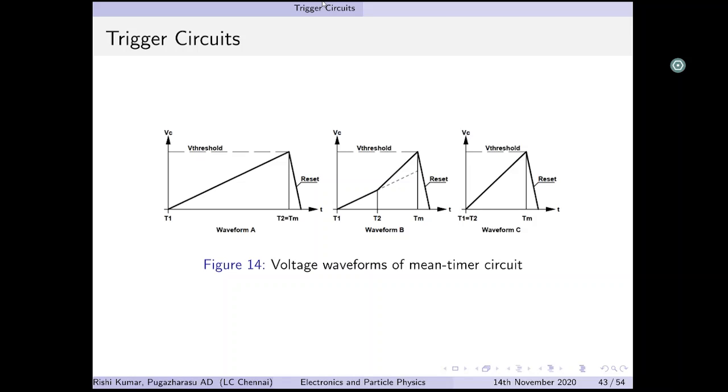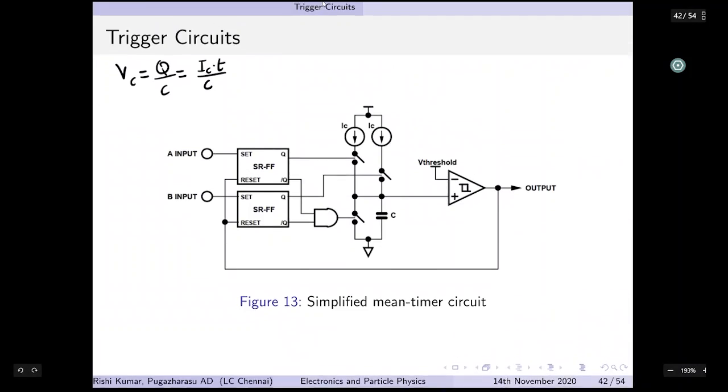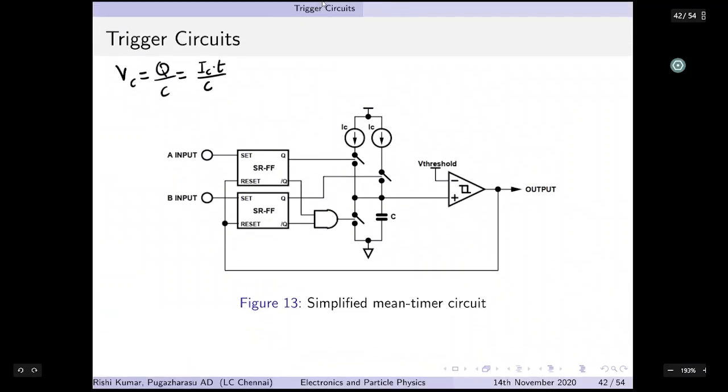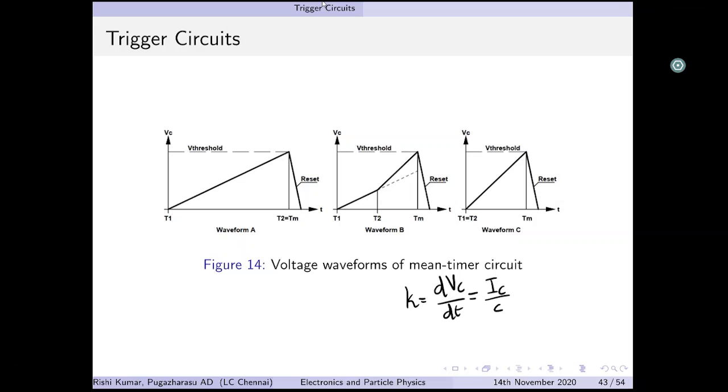The total time required by the ramp to go beyond a fixed threshold has a linear relationship between the mean arrival time and the fixed threshold. If you would like to call K the corresponding slope of the current of one generator, K is given by dVc by dt, and if you simplify this expression, you just sub in for Vc here. Vc, you differentiate it, the T vanishes, and you just get IC by C.